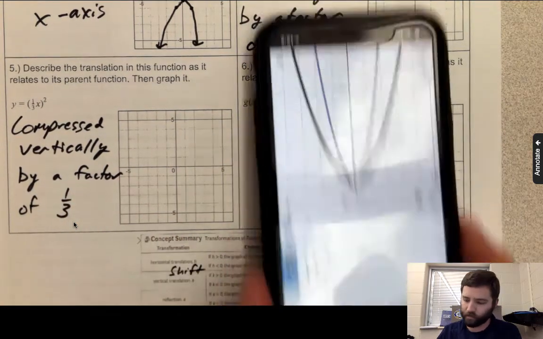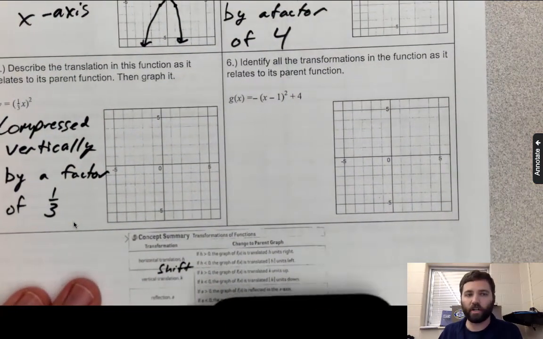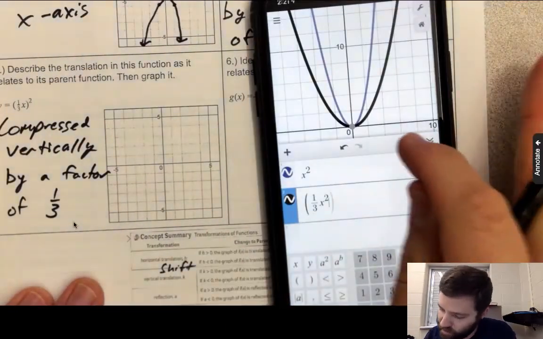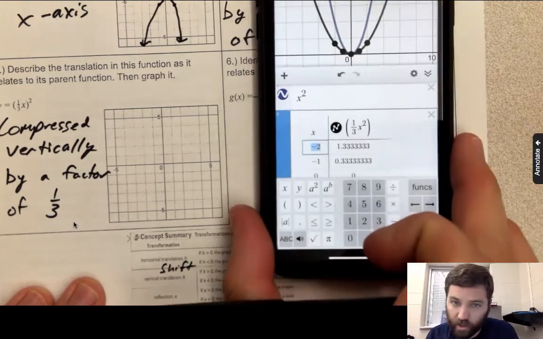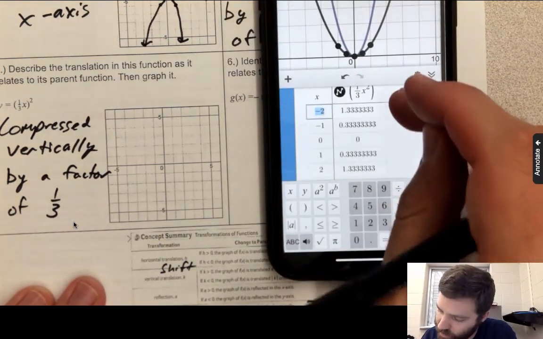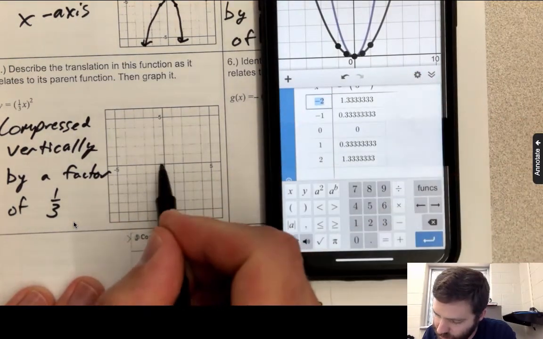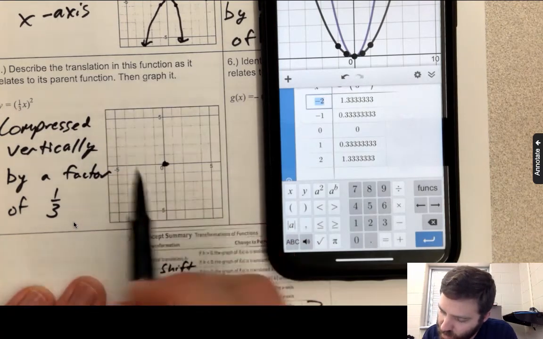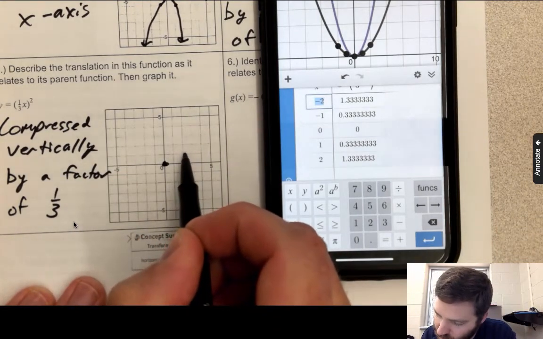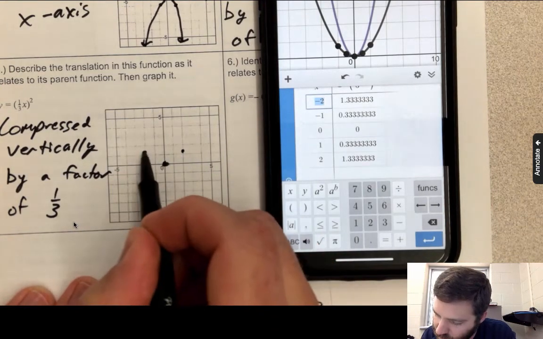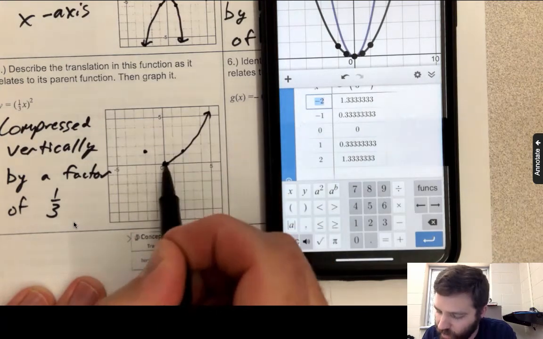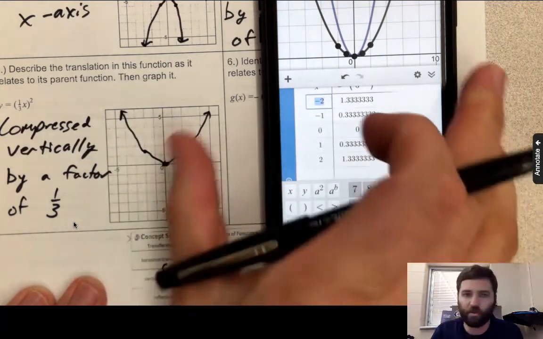Okay. Last one here. Oops, I never drew the graph here. I'm sorry. Turn that into a table real quick. Get some points. So (0, 0), (2, 1.3). So that's like right here. Same thing over here. So you get something like that. Again, not super picky about the graphs.